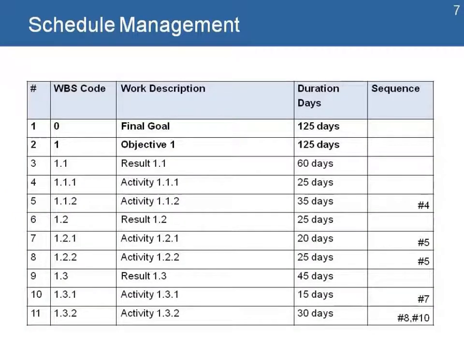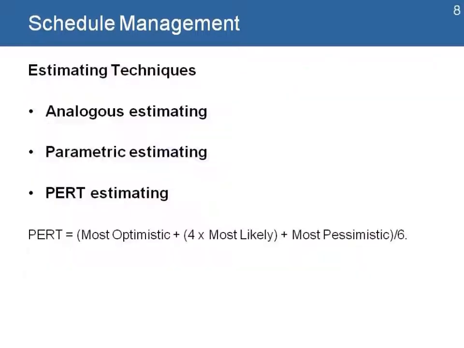Once we have the complete work breakdown structure with the codes and the descriptions, we include for each one of those activities what we estimate is going to be the duration of the activity. So we usually add this extra column where each activity will have an estimated duration. There are three estimating techniques. Analogous estimating means that we use information from a similar project, similar activities, and we apply it to the project.